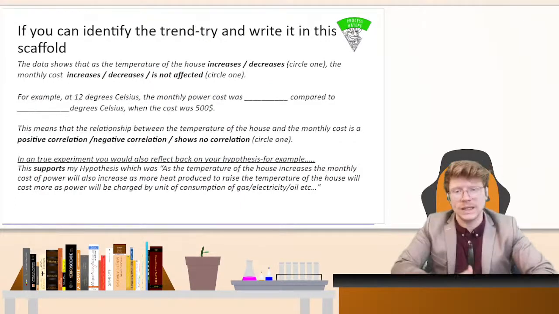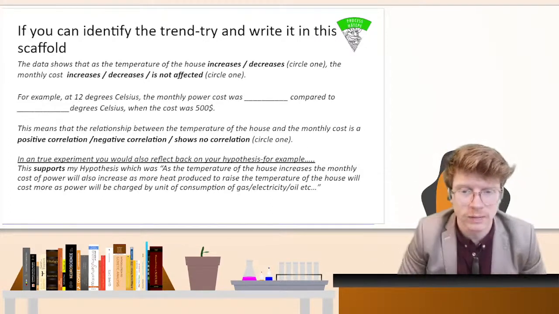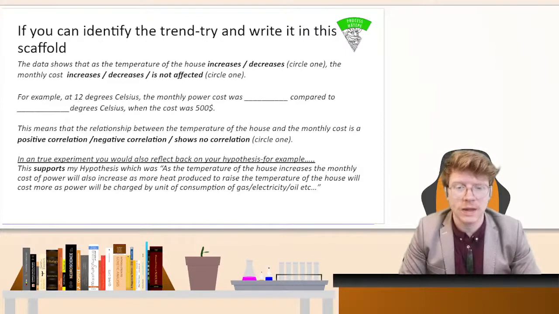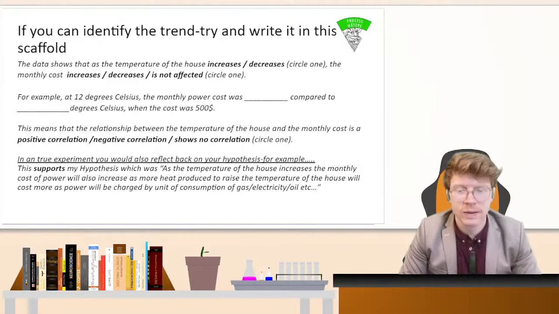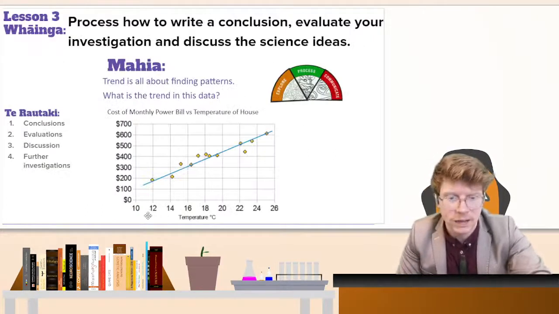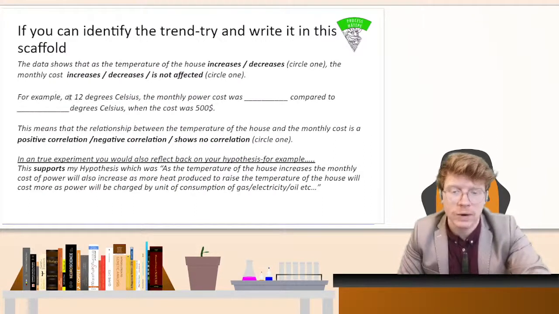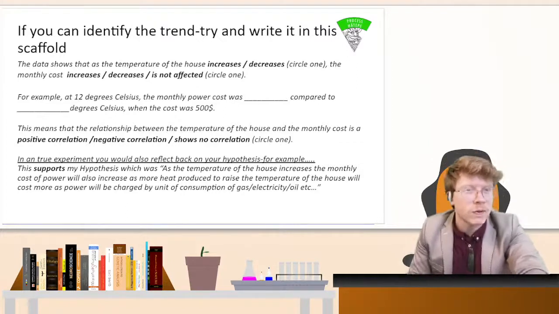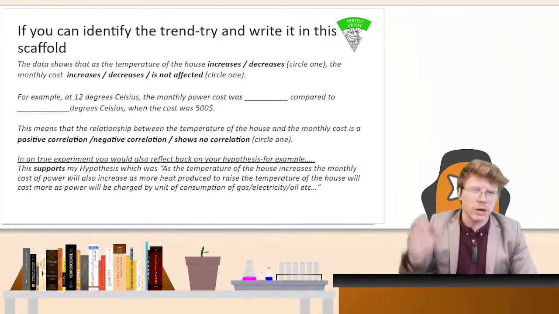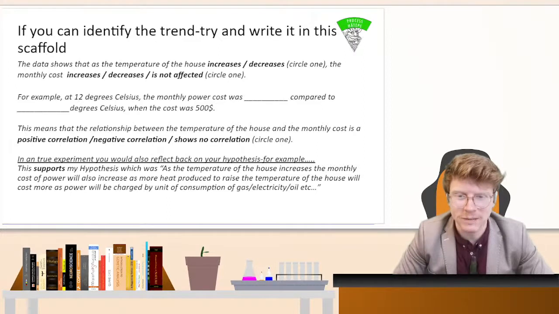Essentially, the way that we write it is we use the terms increase and decrease. So the data shows that as the temperature of the house increases, the monthly cost of paying the power bill increased as well. Which is interesting. And for example, at 12 degrees Celsius, the monthly power cost was, and if you're into maths you could calculate it mathematically, or you could approximate it by having a look at that value on the graph there.